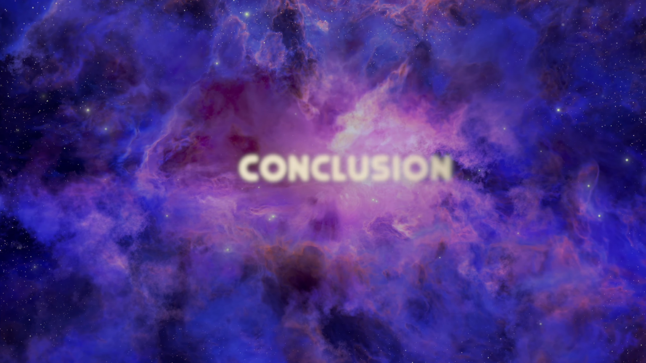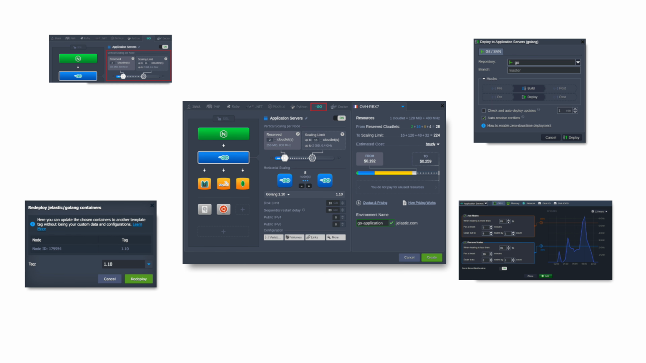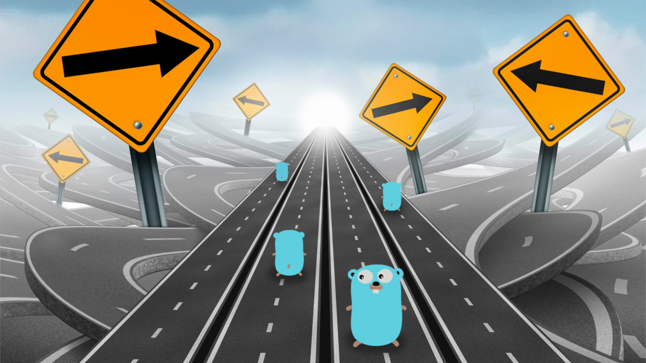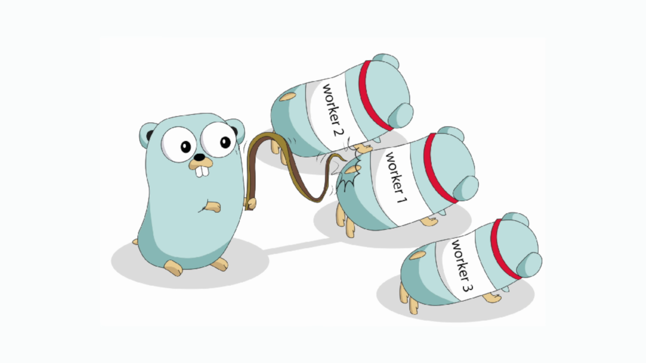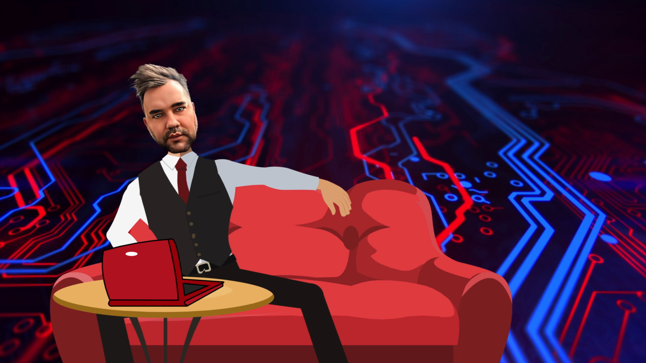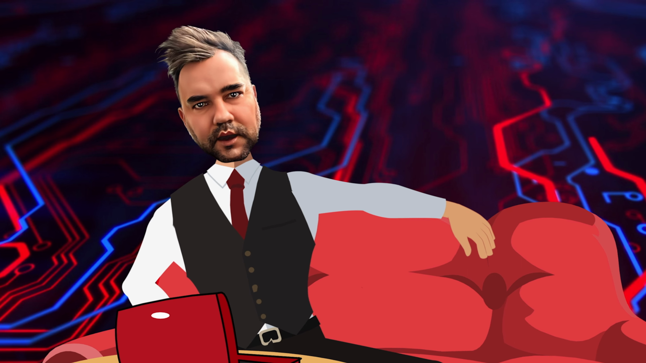Benefits and conclusion. Go's concurrency features offer incredible benefits, making it a powerful choice for building scalable and efficient software. By leveraging goroutines and channels, you can easily parallelize tasks and improve your application's performance. This is just the tip of the iceberg when it comes to Go's concurrency capabilities. In conclusion, mastering concurrency in Go is essential for any developer looking to build high-performance applications. We hope this video has given you a solid introduction and practical insights into the world of concurrency in Go.